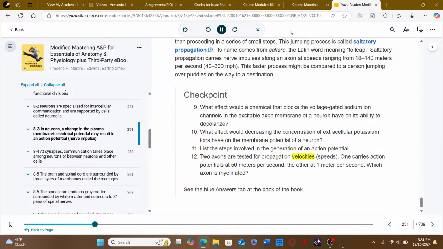Two axons are tested for propagation velocities, speeds. One carries action potentials at 50 meters per second, the other at 1 meter per second. Which axon is myelinated? See the Blue Answers tab at the back of the book.